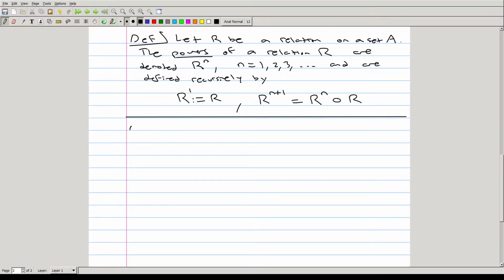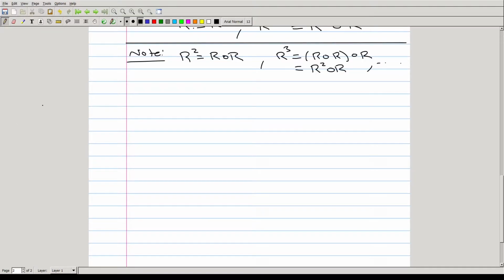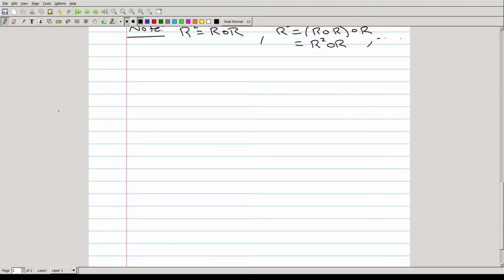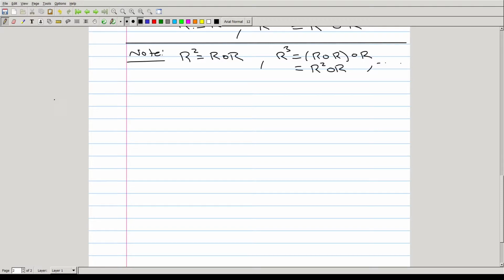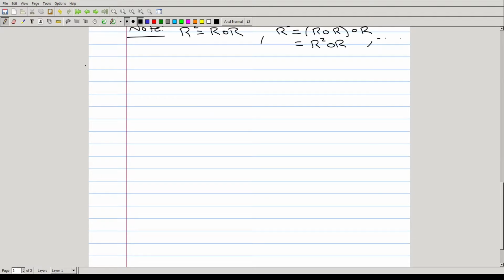Now, this definition clearly shows that R squared is R composed with itself, R cubed is R composed with R, and so on and so forth, because this is just R squared composed with R. And the idea here is that this is very closely related to composition, and has a very intimate connection with the transitivity property that we talked about before.